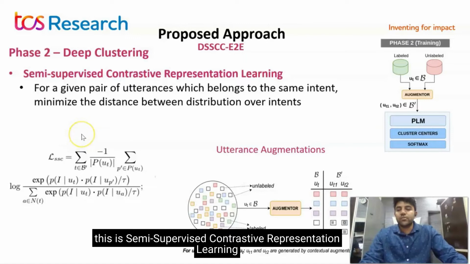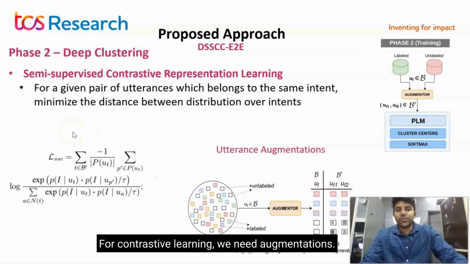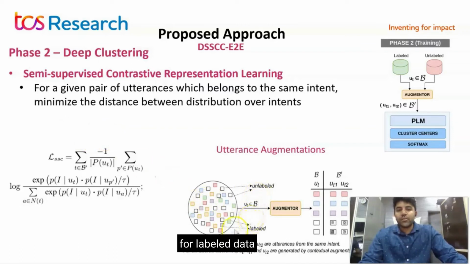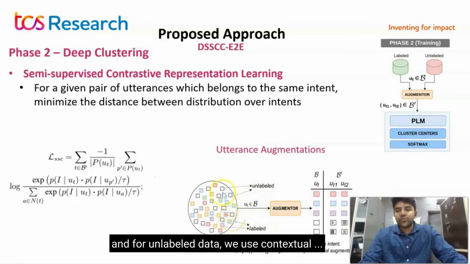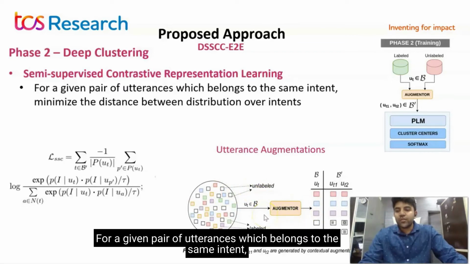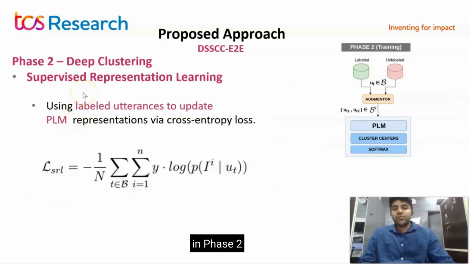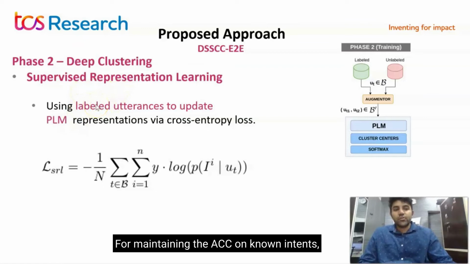In phase two, we do semi-supervised contrastive representation learning. For contrastive learning, we need augmentations. For implementing the semi-supervised setting, we utilize neighbors from the same class as augmentations for labeled data, and for unlabeled data, we use contextual augmentations as shown in this figure. For a given pair of utterances which belong to the same intent, we minimize the distance between distributions over intents. In phase two, for maintaining the accuracy on known intents, we also use labeled utterances to update PLM representations via cross entropy loss.